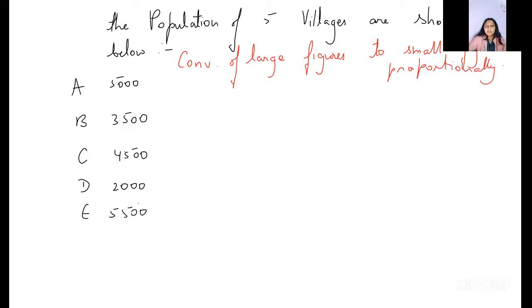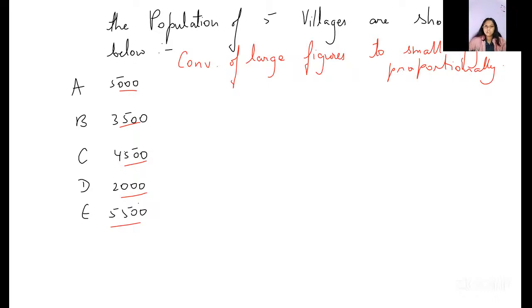Now, see the village. We know that in a graph paper, we mark some number in a 1 centimeter gap. So we can choose a scale of 1 centimeter for 500 people. We analyze this data, and what I did, I chose a scale of 1 centimeter for 500 people. So this will reduce the height.